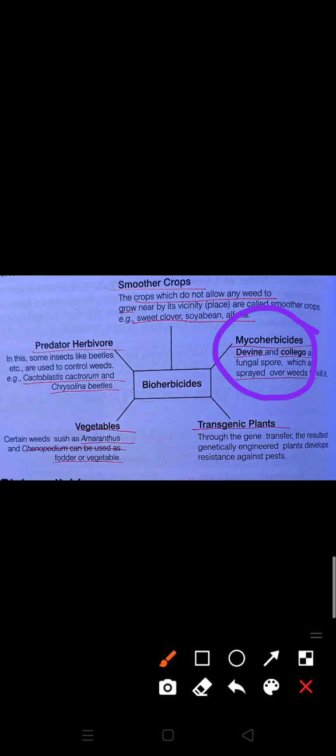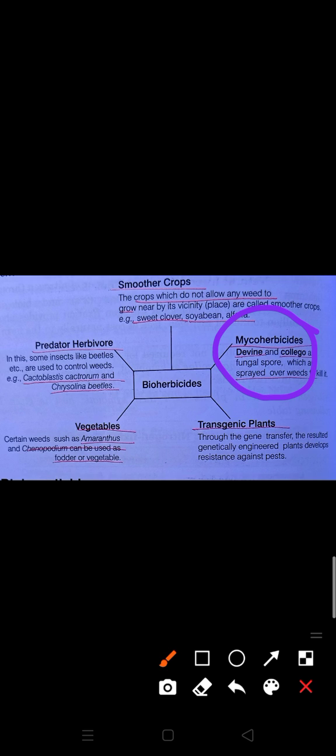Mycoherbicides, Devine and Collego. A simple example you can understand, I'll just give you. The herbicide is Phytophthora palmivora. Please note it down. Phytophthora palmivora controls the growth of milkweed vines in citrus orchards. Means in places where citrus plants are grown, the milkweed vine that grows there is controlled by using this herbicide, that is Phytophthora. Okay, so these are examples of mycoherbicides and they work very nicely.